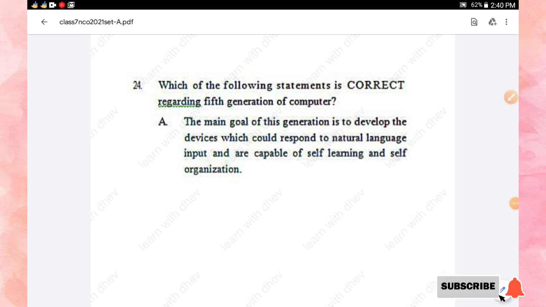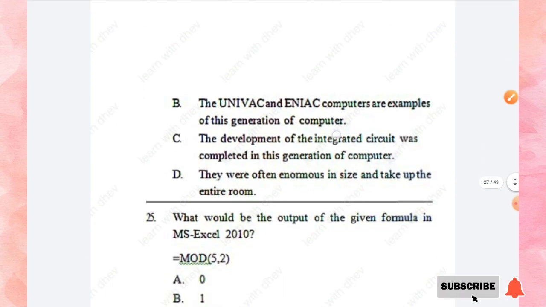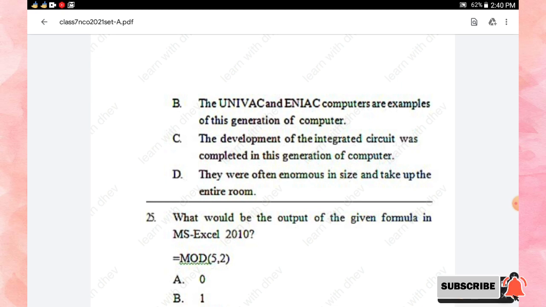Question number 24. Which of the following statements is correct regarding fifth generation computer? Option A. The main goal of this generation is to develop devices which could respond to natural language input and are capable of self-learning and self-organization. Option B. UNIVAC and ENIAC computers are examples of this generation of computer. Option C. The development of the integrated circuit was completed in this generation of computer. Option D. They were often enormous in size and take up the entire room.